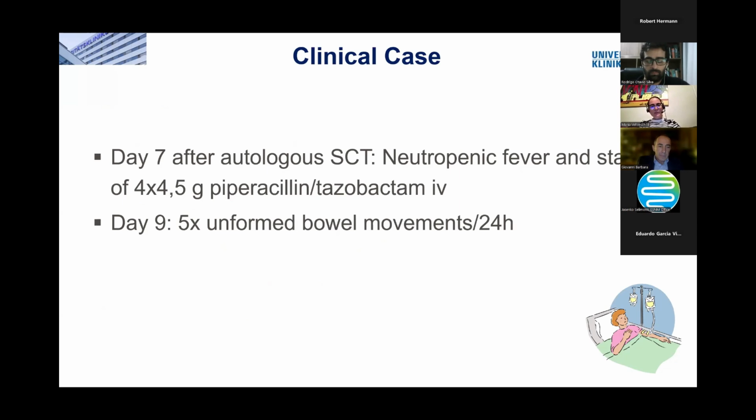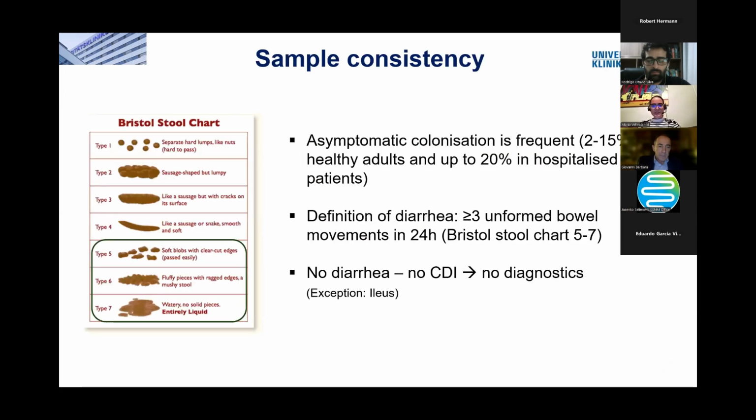Yet after 7 days, she is starting to be neutropenic and develops a fever quite rapidly. And she is started on empiric treatment with piperacillin tazobactam. And 2 days later, she develops diarrhea with 5 unformed bowel movements per day. And here it's quite important to recognize when we actually speak of diarrhea. Diarrhea is defined as at least 3 unformed bowel movements in 24 hours.